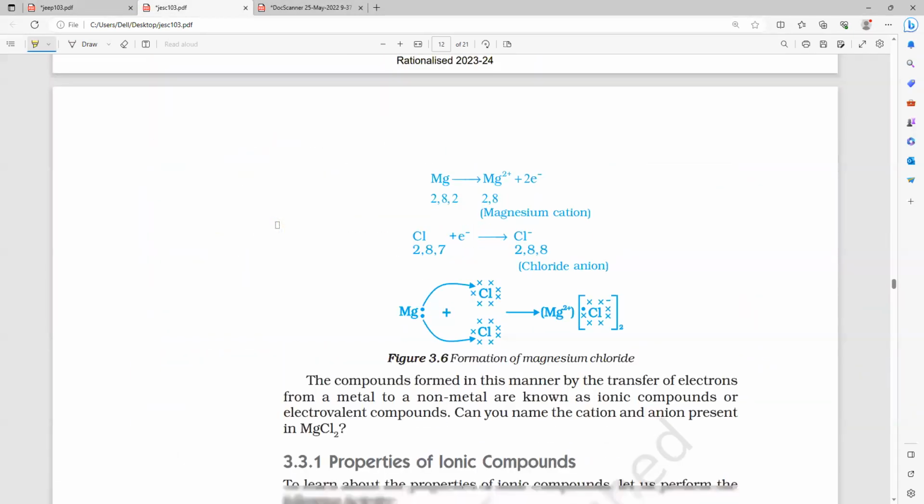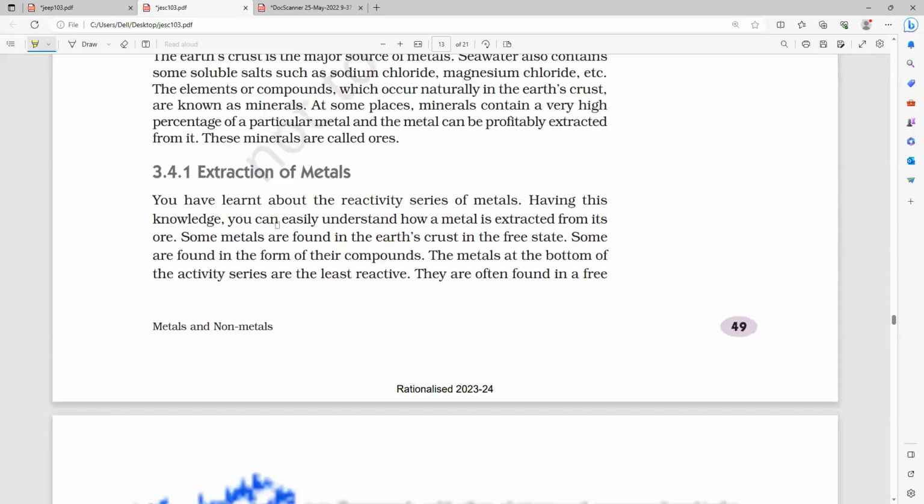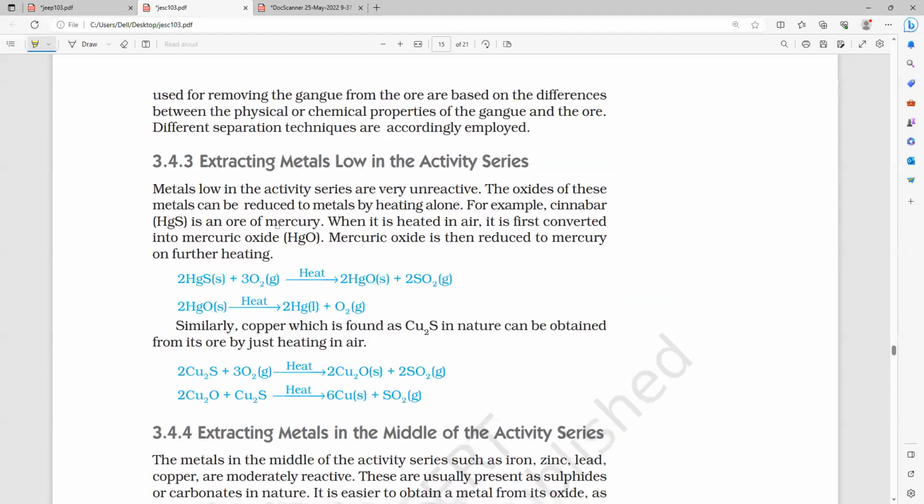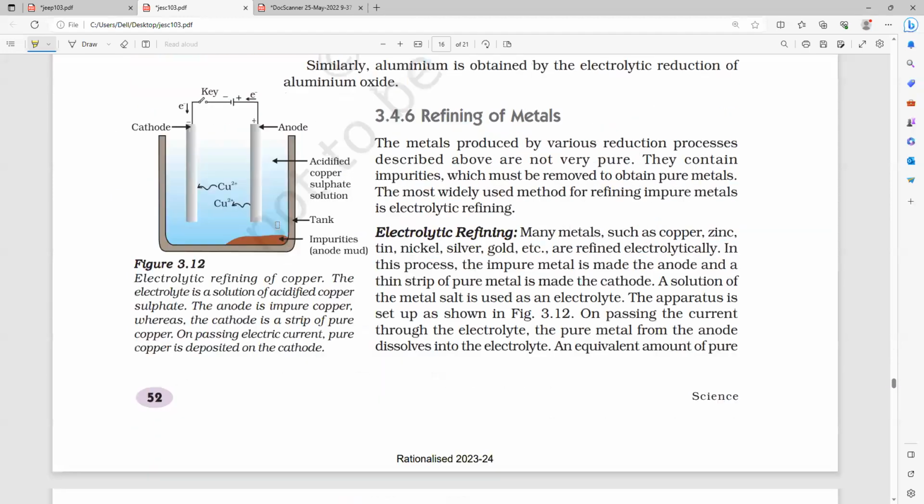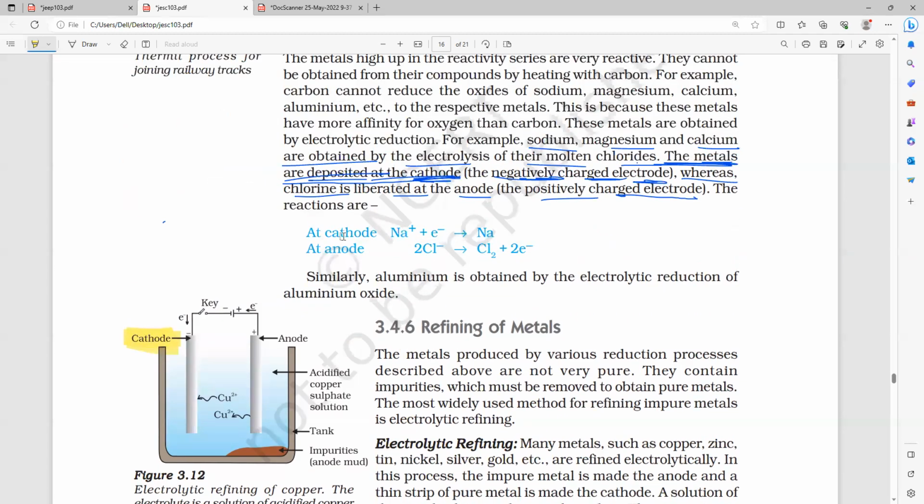So always, anode is a what? Impure or pure metal? Impure metal. Cathode is a pure metal, and anode is the impure metal. So at the cathode, what will happen? It will turn into metal by receiving electrons. At the anode, it will lose electrons so that it turns into ions.